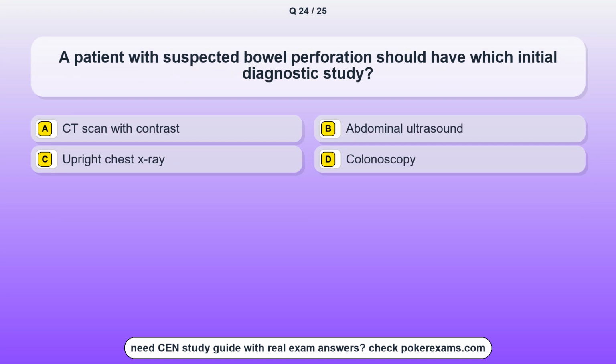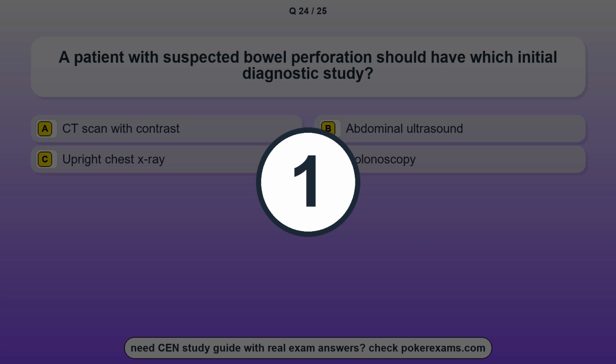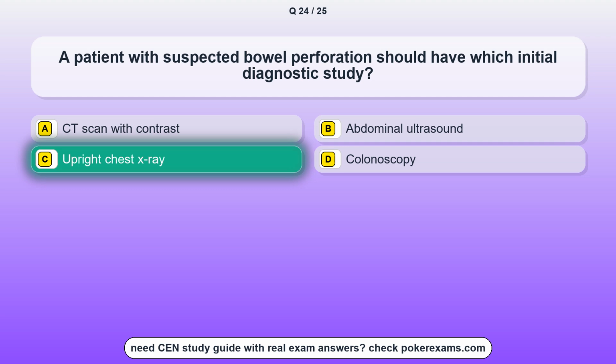Question 24. A patient with suspected bowel perforation should have which initial diagnostic study? Option A, CT scan with contrast. Option B, abdominal ultrasound. Option C, upright chest X-ray. Option D, colonoscopy. The correct answer is Option C, upright chest X-ray.